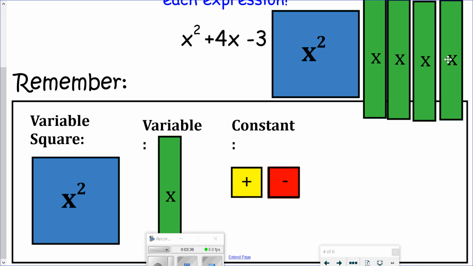And now I have minus 3. So I look at my plus and my minus, and I know I need the minus. And I need 3 of them. So this is kind of like what we did with that last problem, talking about the apples, the bananas, and the oranges. You're just separating them by their categories and what they are.